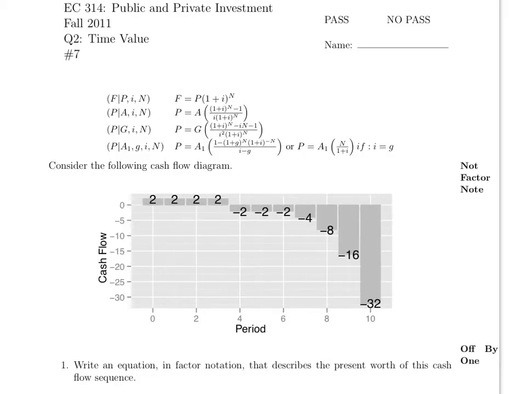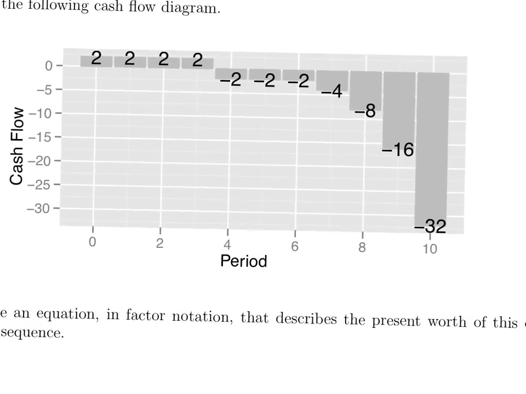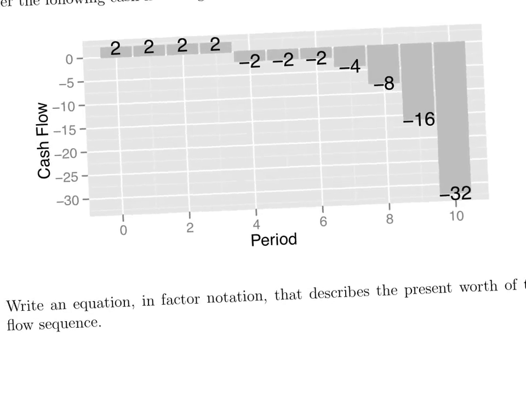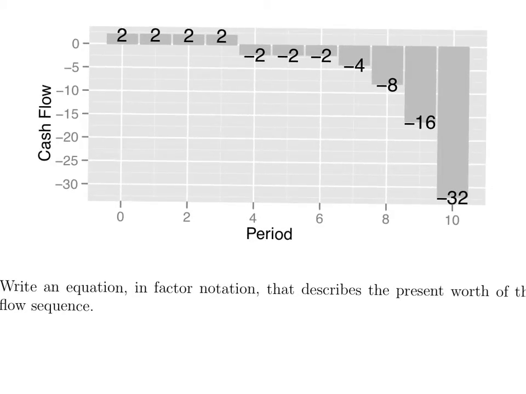Hi, I wanted to give an explanation of essential question number 7 from the fall of 2011. So let's go ahead and take a look at our diagram right here. What we're looking at is what appears to be a constant series along here, another constant series right around here, and then what we have is this segment right here. It just looks like a geometric gradient.